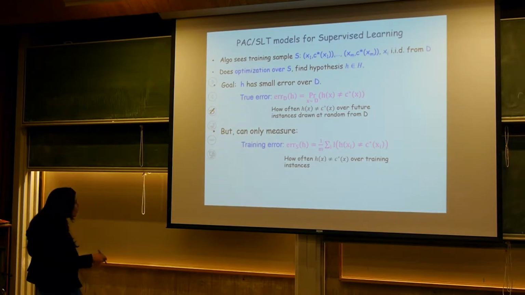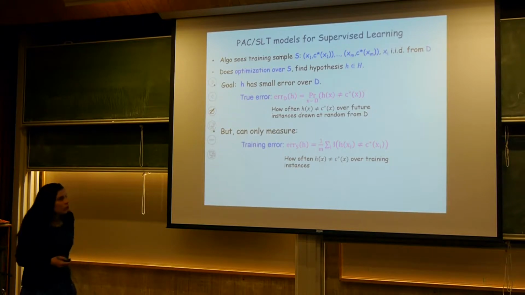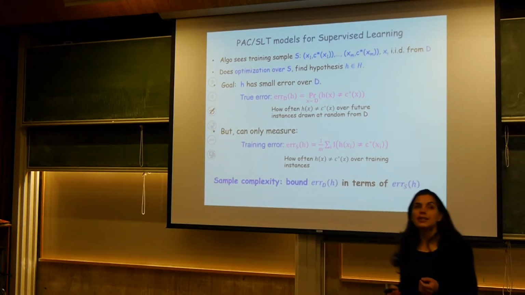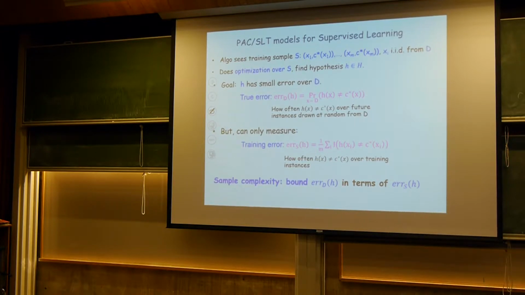Okay, so we can measure the training error, but our true goal is to guarantee something about the true error. And it turns out in order to do so, we can use sample complexity statements. What sample complexity statements help us do is to relate the empirical error of a hypothesis H with the true generalization error of a hypothesis H. And moreover, they help us do so uniformly for all our hypotheses in the hypothesis space. Okay, so this is what sample complexity results can help us do.